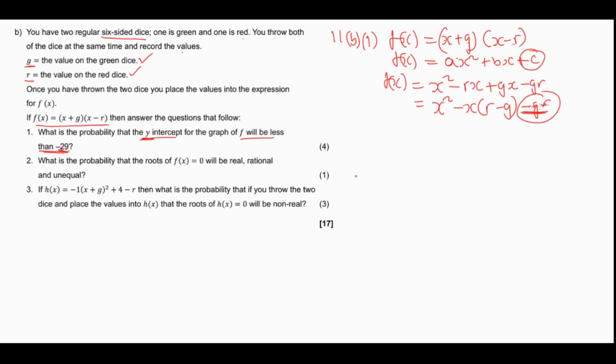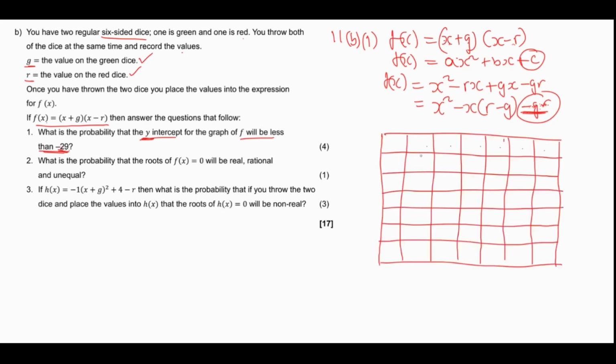Okay, let's write the outcomes of these two dice. Let's have the green one here. These are the outcomes: 1, 2, 3, 4, 5, 6. Then the red one, we have 1, 2, 3, 4, 5, 6. Now let's multiply these two. What do we get? We're getting 1 times 1, which is 1, 1 times 2, which is 2, 1 times 3, which is 3, 1 times 4, which is 4, 1 times 5, which is 5, 1 times 6, which is 6.